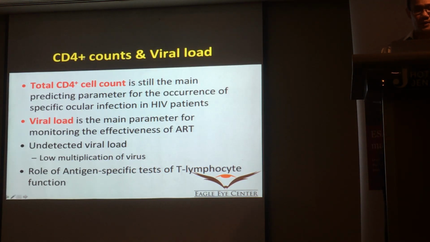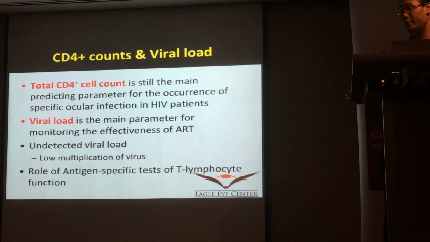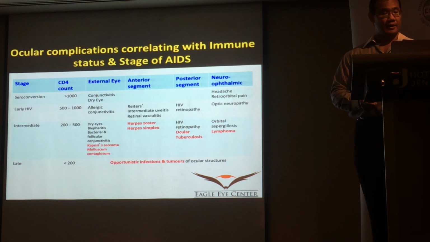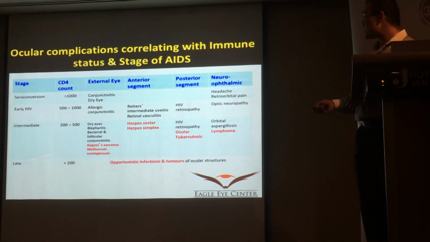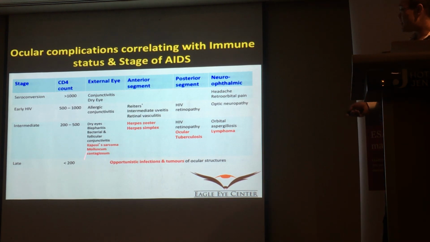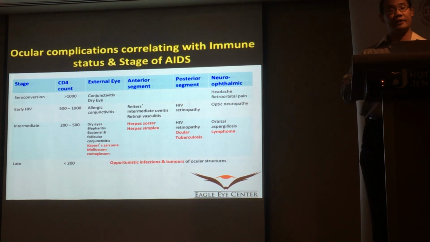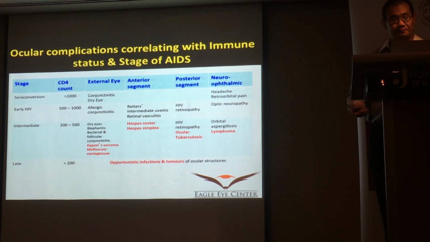Undetectable viral load is what an ID physician is really looking for. That shows very low multiplication of the virus. Early complications correlate with various stages, various levels of CD4 counts, and you kind of expect different types of diseases. The long and short of it is, when you have a CD4 count of less than 200, you're really quite immunocompromised. That's when you see all your opportunistic infections and tumors.